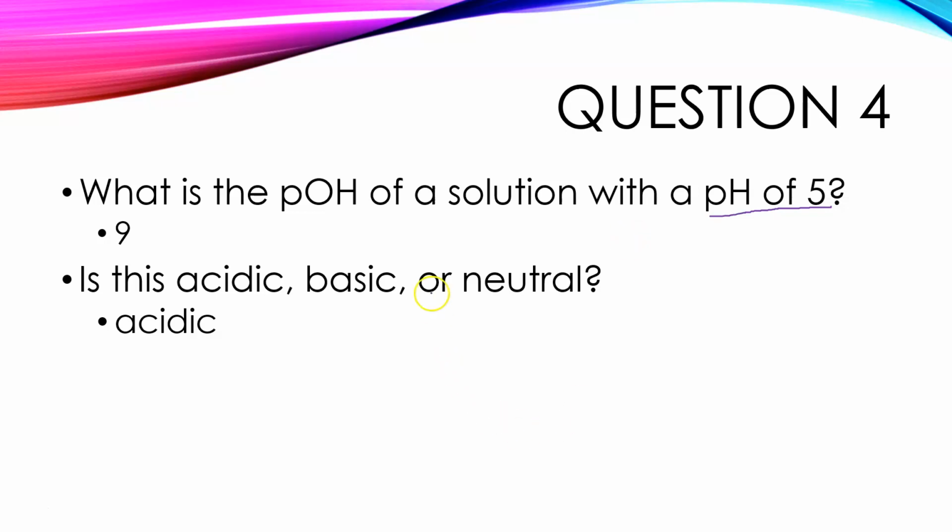Now, how did I get the pOH? This one is super simple, where we know that pOH is equal to 14 minus the pH, which is 5, and 14 minus 5 equals 9.